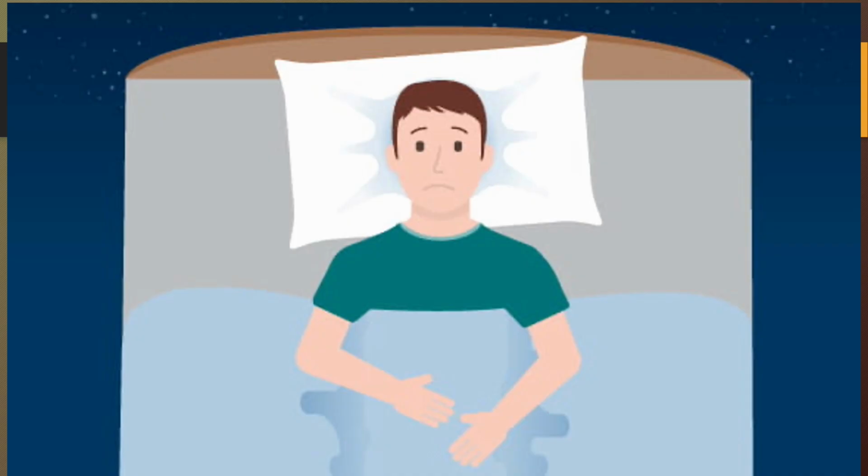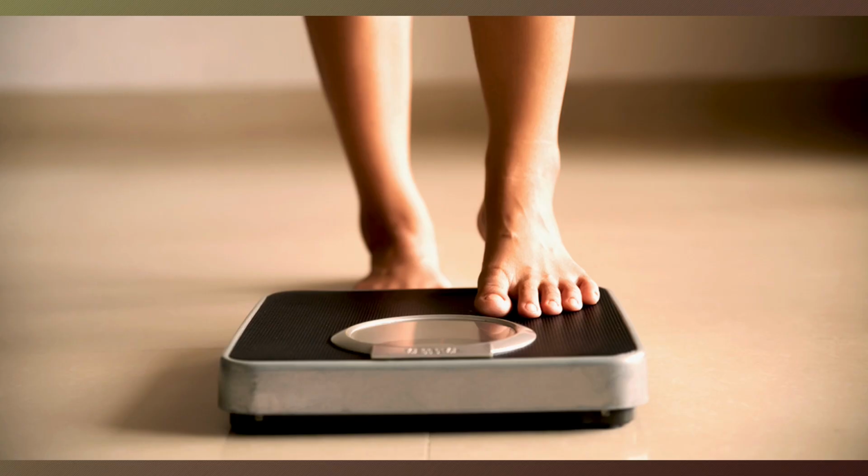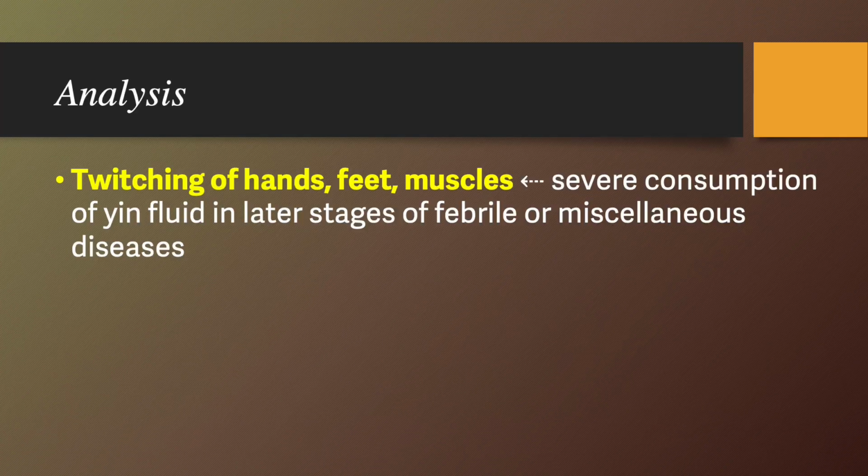Clinical manifestations: twitching of the hands, feet, and muscles, tidal fever in the afternoon, feverish sensations on the palms, soles, and chest, night sweats, dry mouth and throat, weight loss, a red tongue with a scanty coating, and a wiry rapid pulse. Severe consumption of yin fluid in the later stages of febrile or miscellaneous diseases may cause twitching of the hands, feet, and muscles.